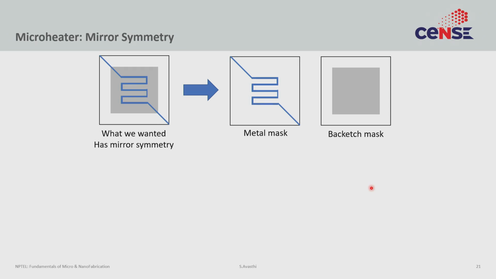Now the hint is this misalignment was there, but it was repeatable. It was coming the same 100 micron every single time. Does that tell you something? So here's what was happening. The person who designed the mask assumed mirror symmetry. What they designed was a device that looked like this, all right? They have the gray region, which represents the back hole. They have the metal electrode.